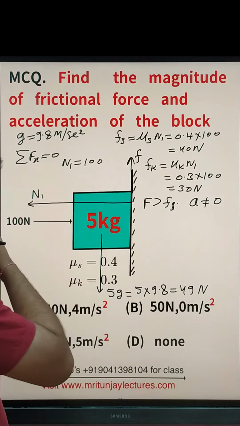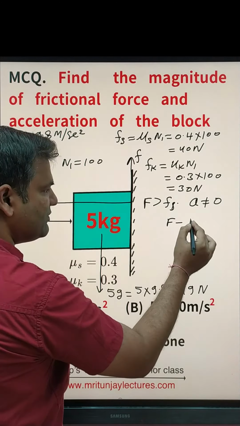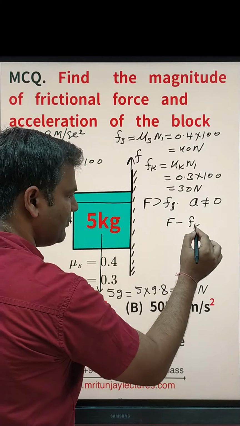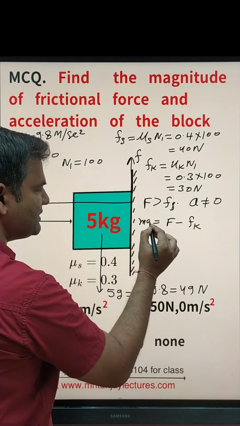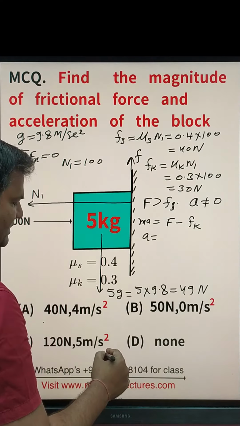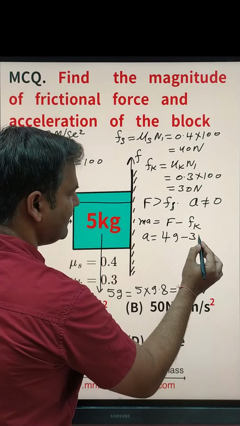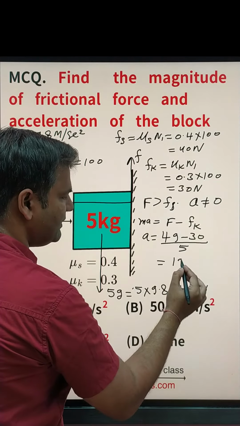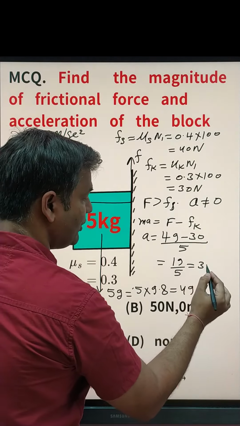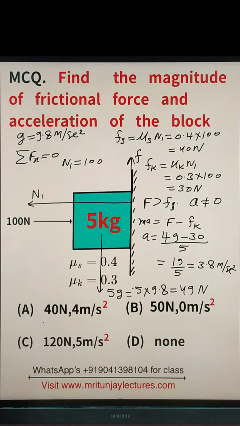So what about the motion equation? F minus, during motion which frictional force acts? Only kinetic. So F minus Fk is equal to mass into acceleration. So a is how much? F is 49 minus Fk 30, divided by the mass, which is 5. So that is 19 divided by 5, that is 3.8 meter per second square. Okay, acceleration is 3.8 meter per second square.